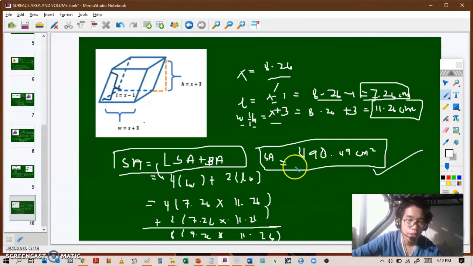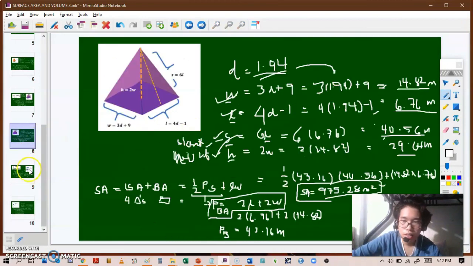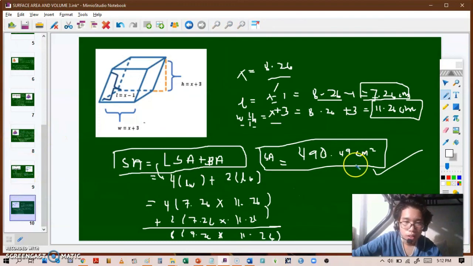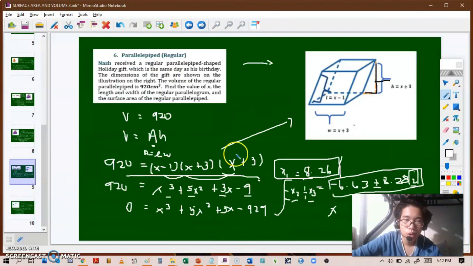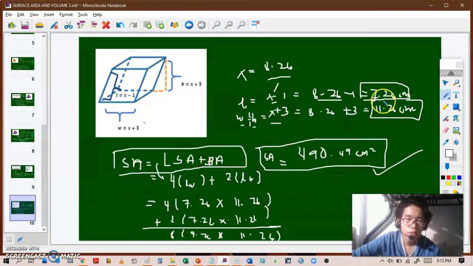So this is the surface area of the parallelepiped figure that we have here, and we also solved for the value of x, 8.26. And we also solved for the length, the width, and the height here: 7.26 centimeters and 11.26 centimeters.